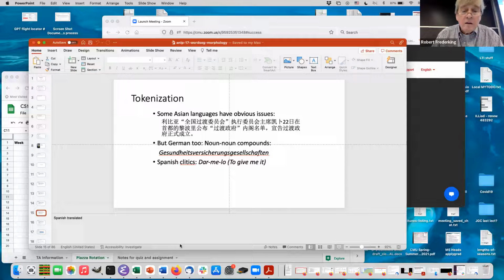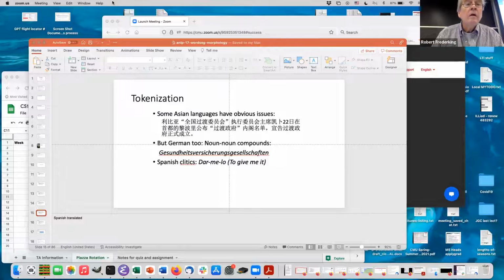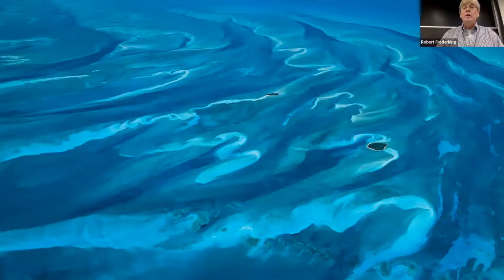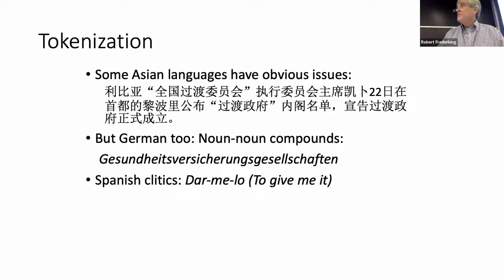Let's see. Okay. Okay. They've still got just the one slide. Okay, good. Okay, yes. So fortunately, you should be able to pick it up from here.